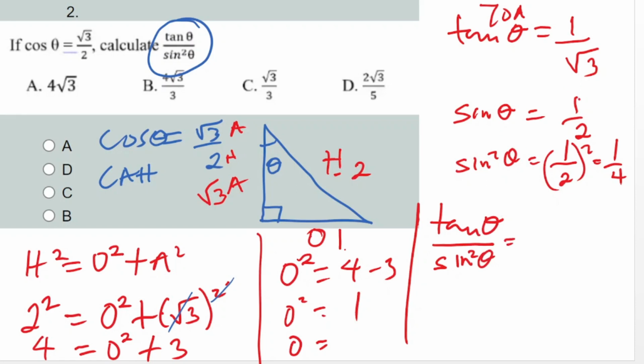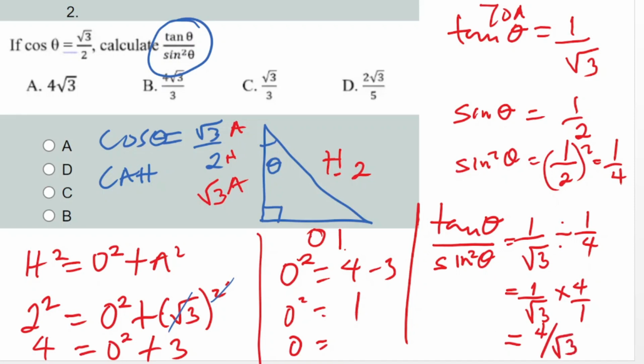So we can then come back to the question: tan theta divided by sine squared theta. Tan theta is 1 over root 3, divided by sine squared theta, which is 1 over 4. So we can change it to 1 over root 3 times 4 over 1, which is equal to 4 over root 3. But we cannot leave the answer like this, so you have to rationalize this. That means we multiply by root 3 over root 3.